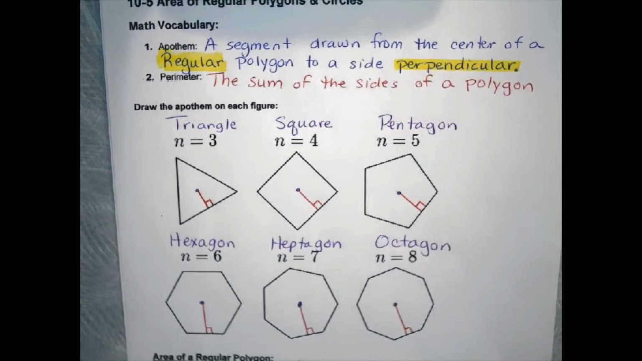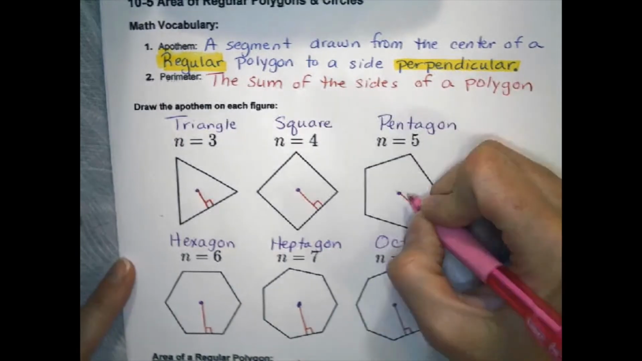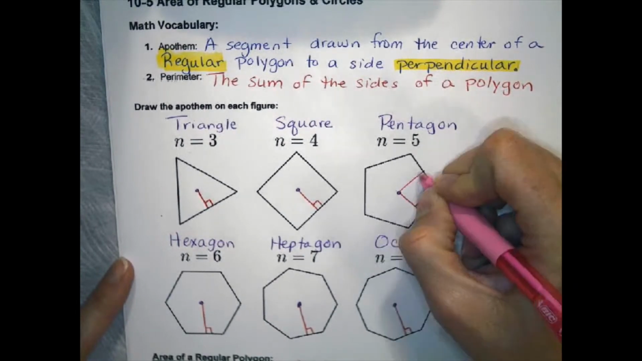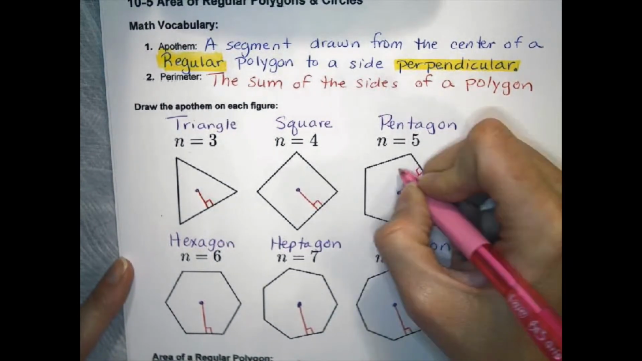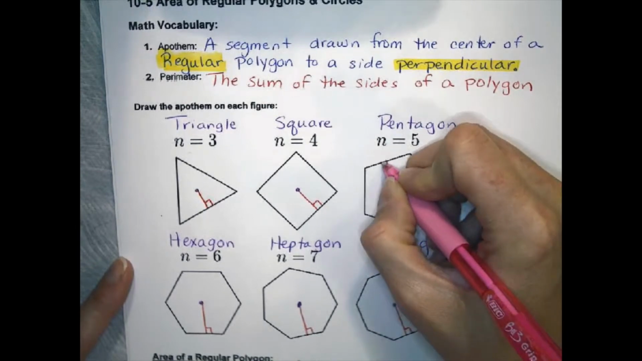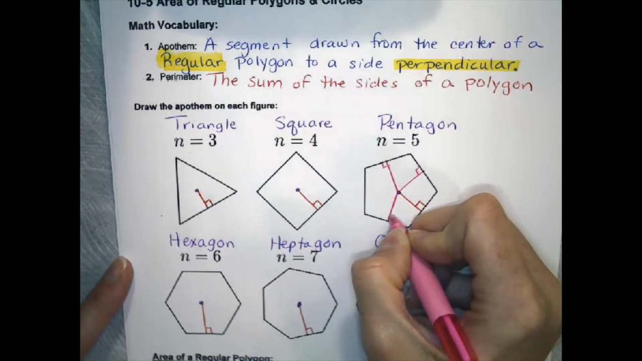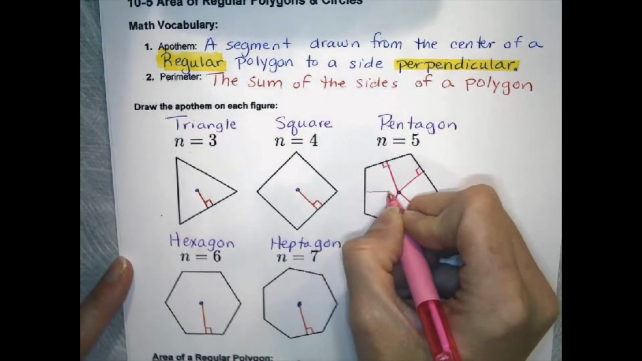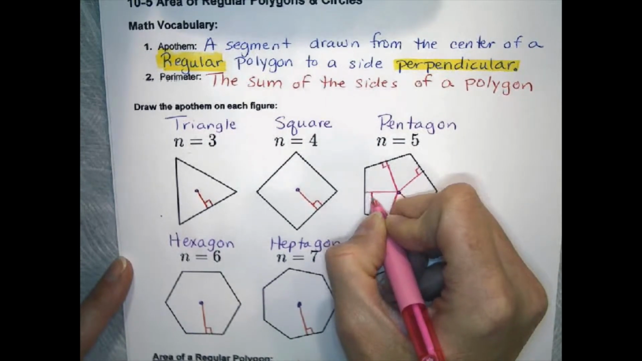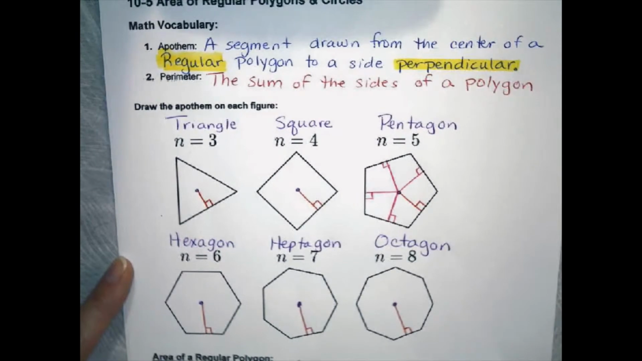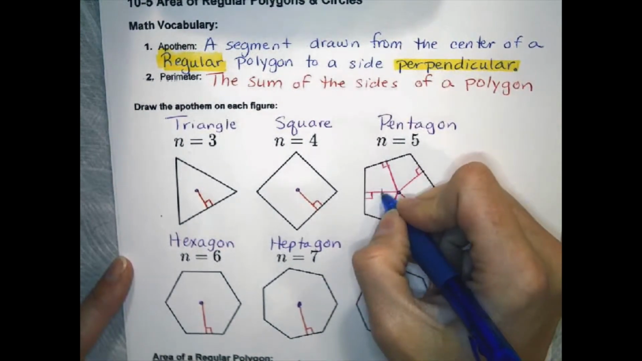Typically, when you see an example of a polygon containing an apothem, it will be drawn to only one side. But I could actually draw it to all the sides, and all of the segments that are apothems would be congruent. So I could actually draw all 5 of these in if I needed to. Each apothem always creates a 90-degree angle with the side that it intersects, and all the apothems would be congruent.